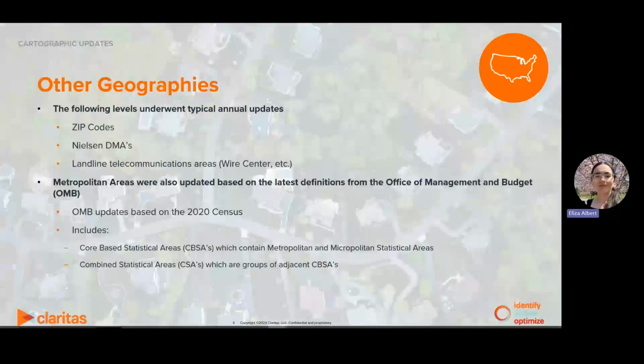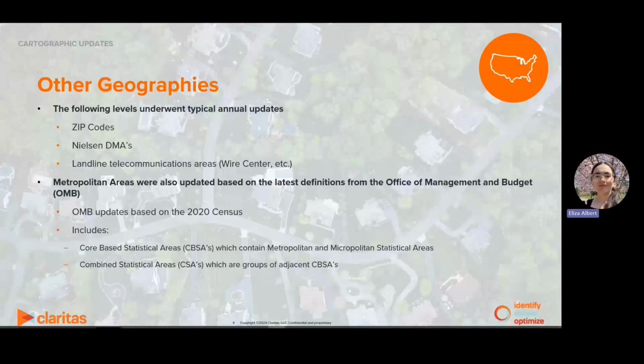We also have some updates to our other geographies. The following levels underwent typical annual updates, including zip codes, Nielsen designated market areas, or DMAs, and our landline telecommunications areas, which include wire centers, as well as LATAs and LECs, which are built from the wire center level.